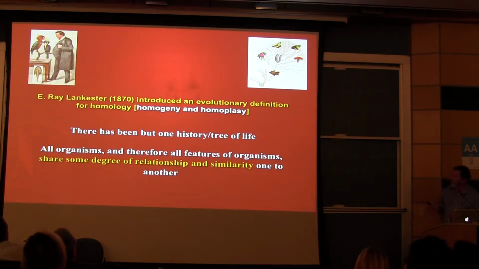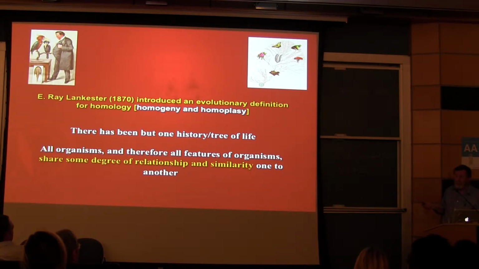Ray Lancaster, who became the second director of the British Museum of Natural History, because he was fired for being cantankerous and difficult and all sorts of other things, introduced an evolutionary definition for homology in 1870. And he used two terms, and there's a little bit of technical stuff here, but not much. He used the term homogeny, that's what we currently call homology, and homoplasy.